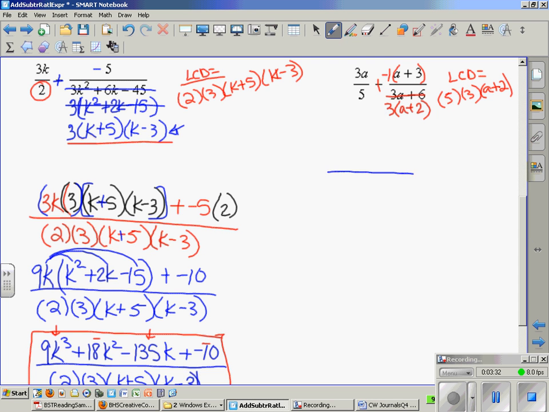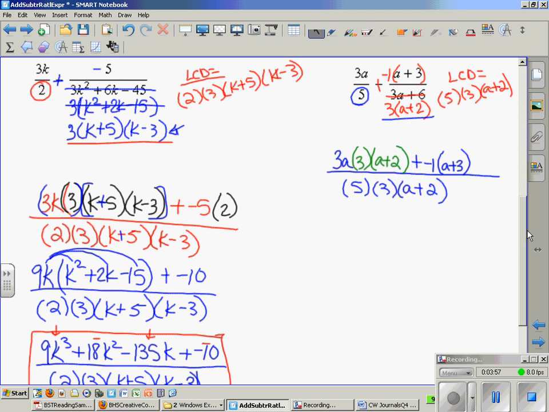So if that's going to become my new denominator, what do I have to multiply this denominator by to get there? I had to multiply that denominator by 3 times a plus 2 plus negative 1 times a plus 3. What did I have to multiply this denominator by to make the common denominator? I had to multiply by 5.